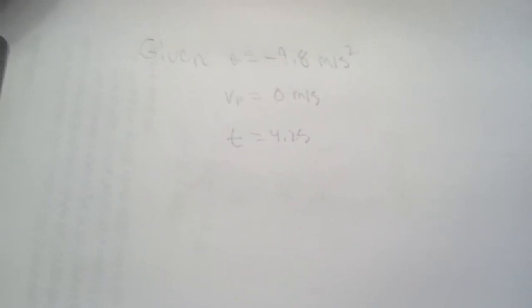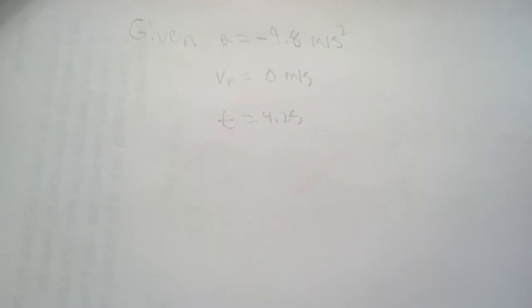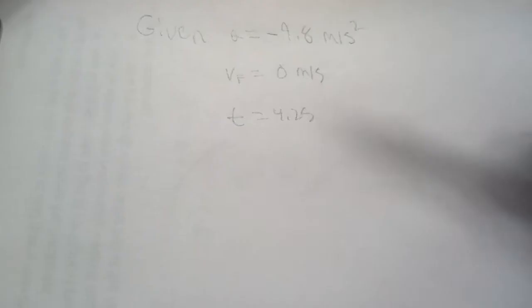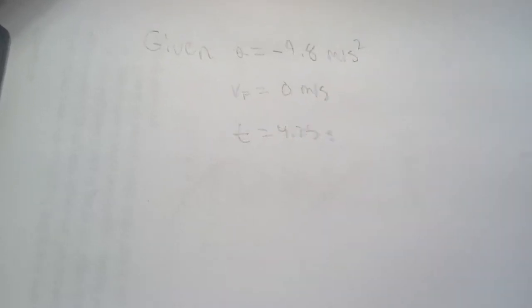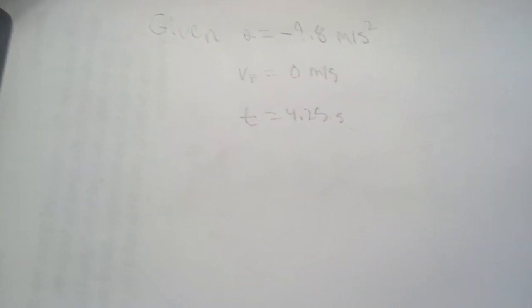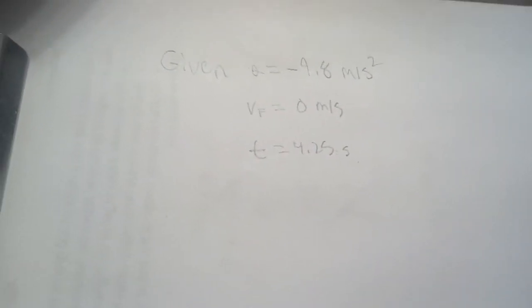I know in the problem it said 8.5 seconds, but we're trying to find how far it went right to the peak, and in order to get that, it's half the total hang time, so half of 8.5 is going to be 4.25 seconds. Okay, so what we're trying to do is find the distance here. So we're going to need to take our first formula so we can find the initial velocity.